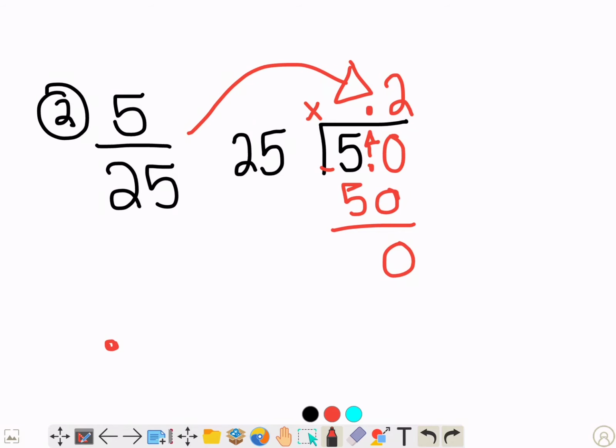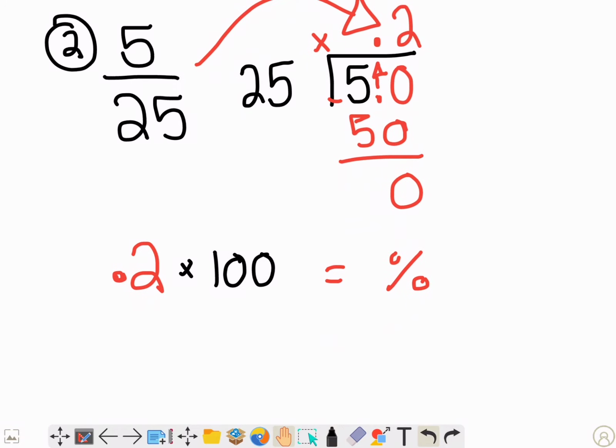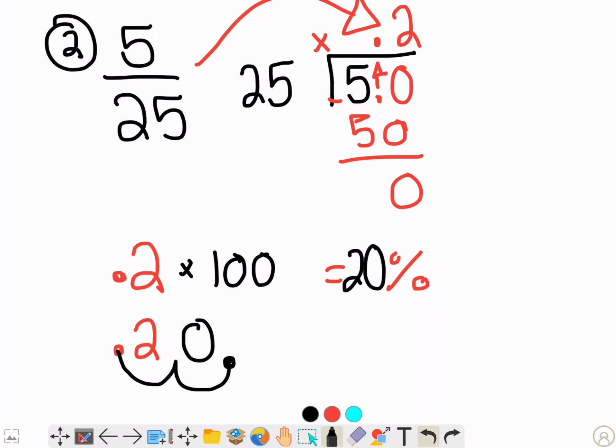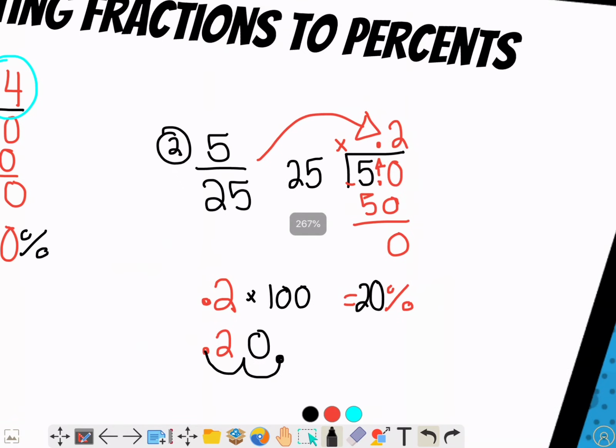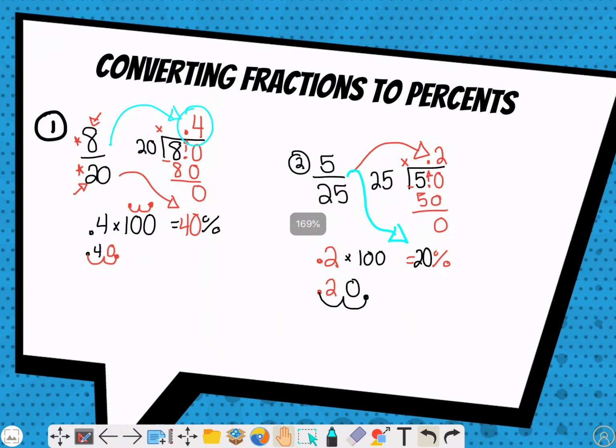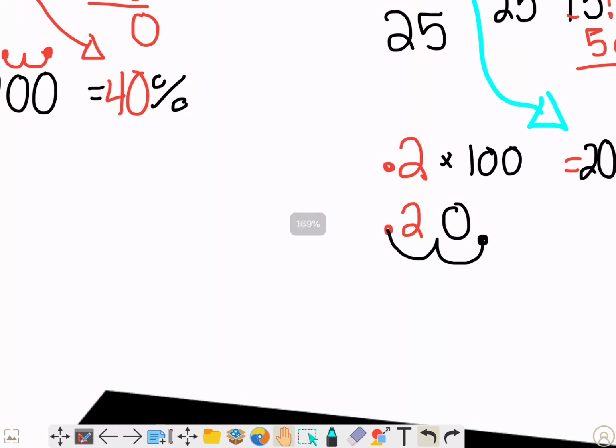And to change 2/10 to a percentage, I have to multiply my answer by 100, which is the same exact thing as doing 0.2 and jumping my decimal over 2 places, where I get the answer of 20%. So that means if there were 25 questions on a test and you got 5 of them right, you made a 20%.